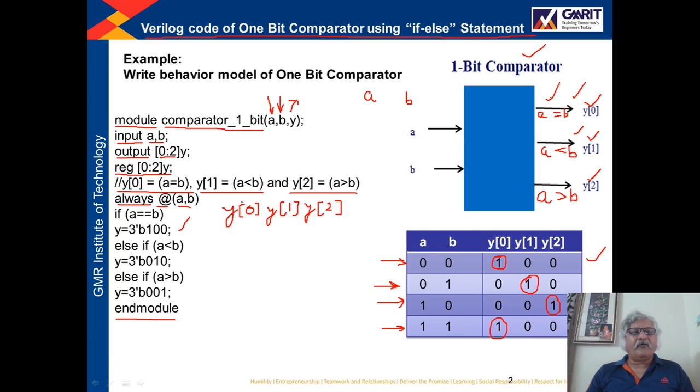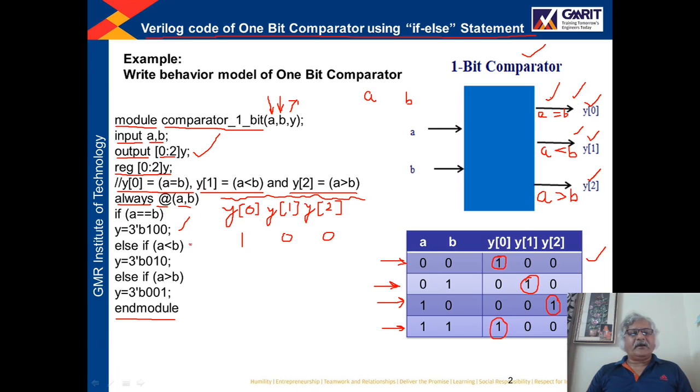in the same sequence in which y is created as a vector. See, y is created as a vector [0:2]. So in this way y0, y1, y2 will be created, and the assigned value will be 100. So this means y0 will get 1, y1 will get 0, and y2 will get 0. So in this way y0 will get 1 if a is equal to b.